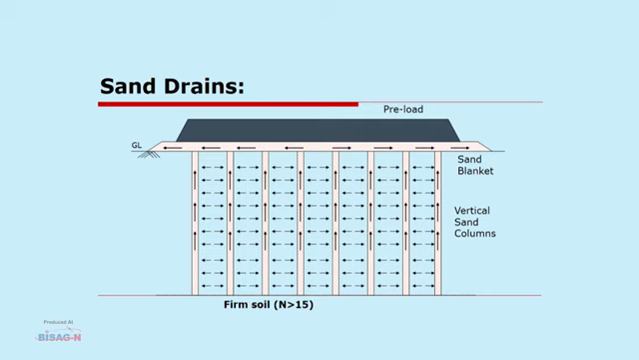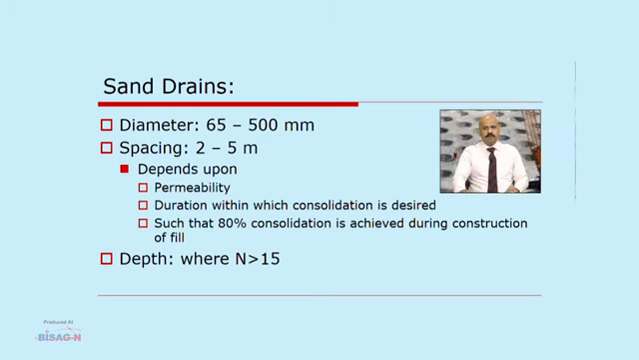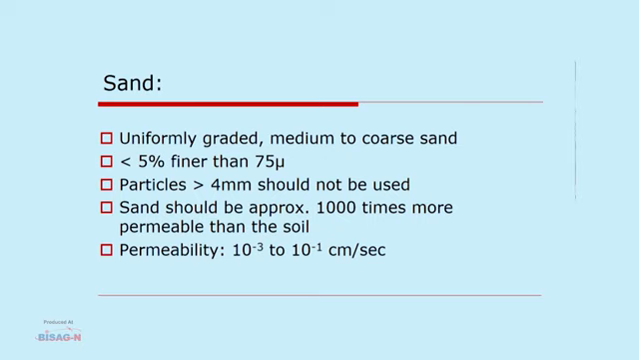As discussed in the previous slide, this is a typical example of how sand drains are made. The specifications are: diameter of the drains can vary from 65 to 500 mm. Spacing between the drains can be between 2 to 5 meter, depending upon the permeability and the duration in which consolidation is desired, such that 80% of the consolidation is achieved during the construction of the fill. Depth where N value is greater than 15. Sand: uniformly graded medium to coarse, less than 5% finer than 75 microns. Particles greater than 4 mm should not be used. Sand should be approximately 1000 times more permeable than soil.